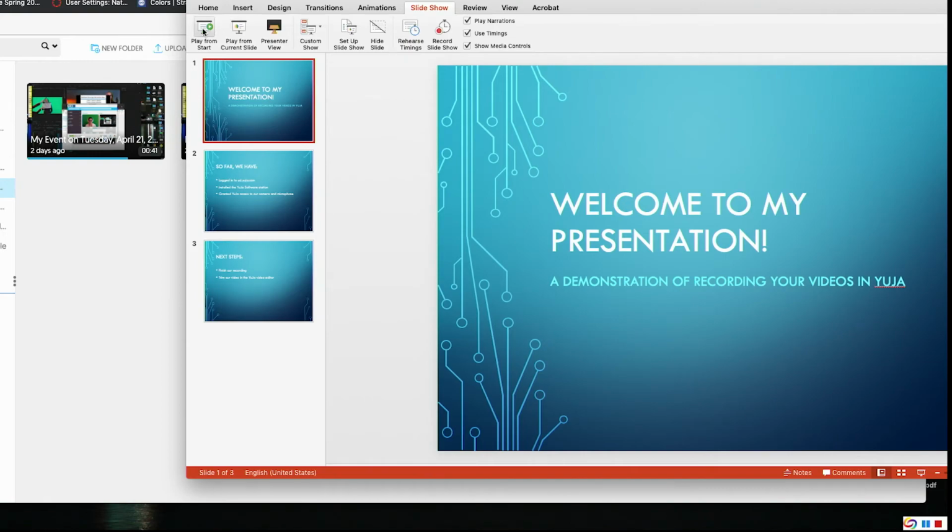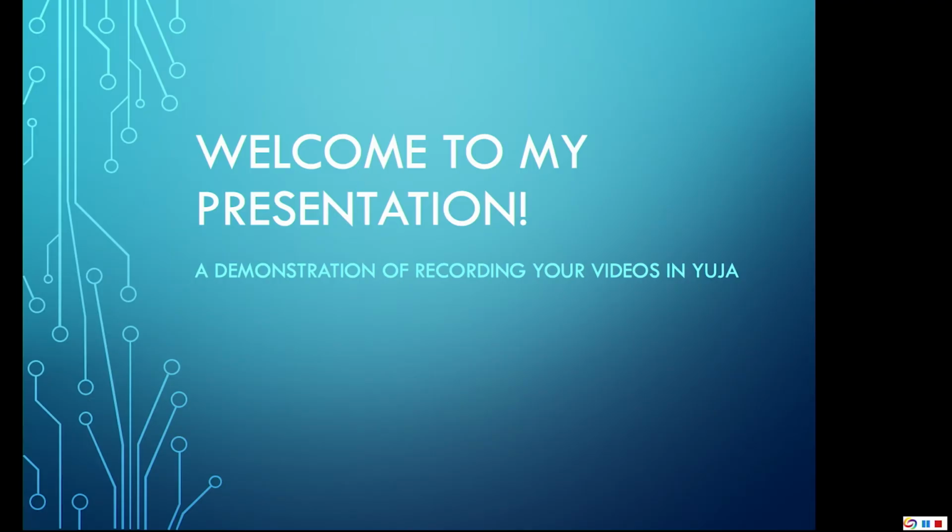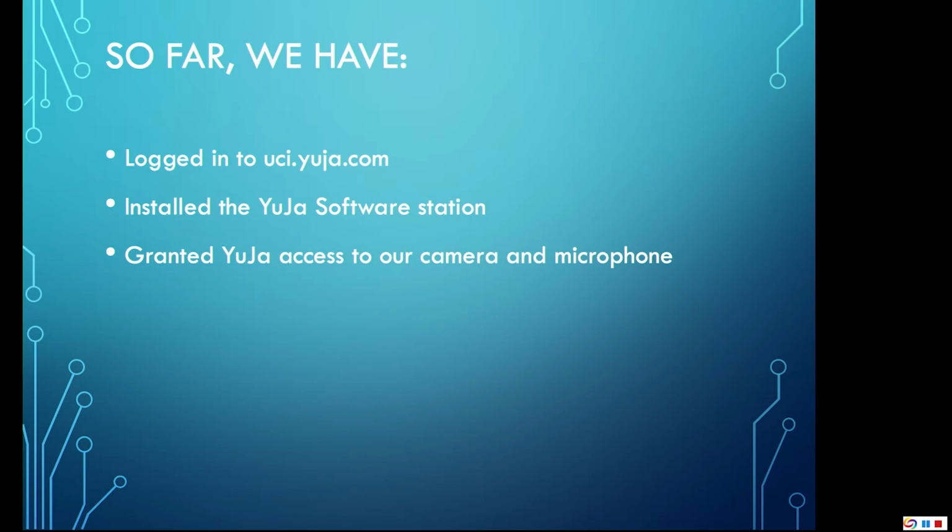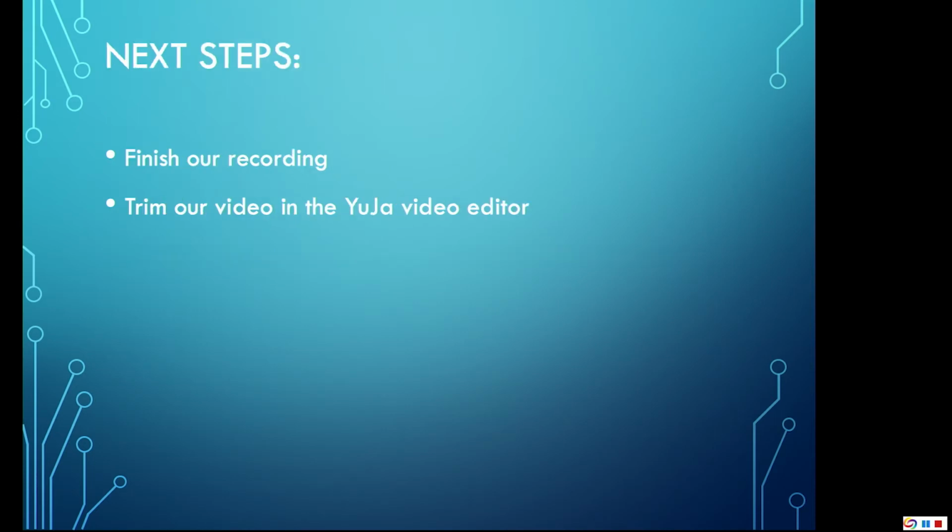So I'm going to bring up my PowerPoint and play it just like I would if I were in the classroom. So welcome to my presentation. This is a demonstration of recording your videos in YuJa. So far, we've logged into uci.yuja.com, we installed the YuJa software station, and we granted YuJa access to our camera and microphone. We're currently recording. And our next steps are going to be to finish our recording, and then I'm going to show you how you can trim your video in the YuJa video editor.